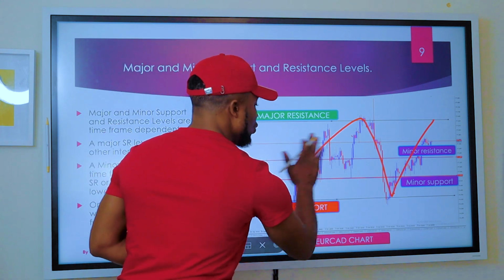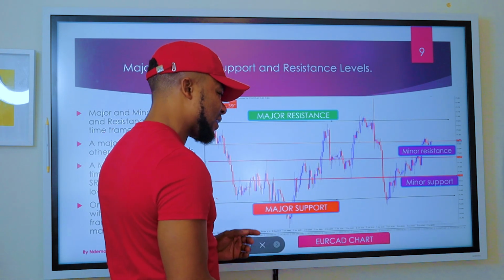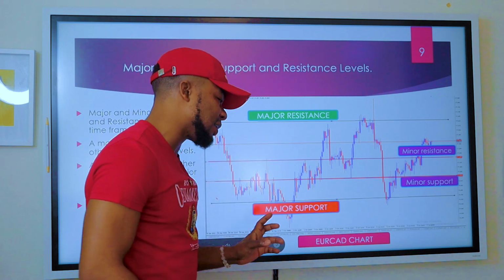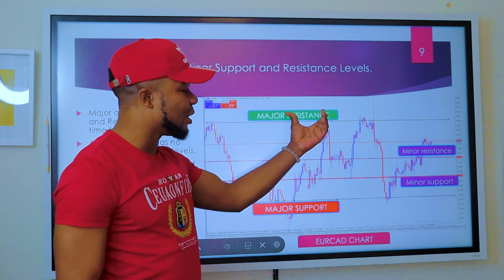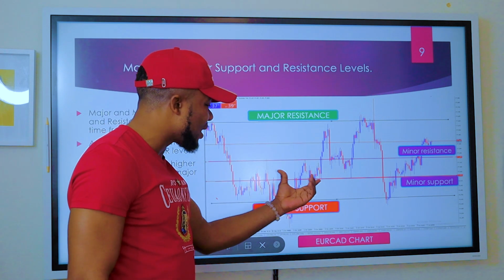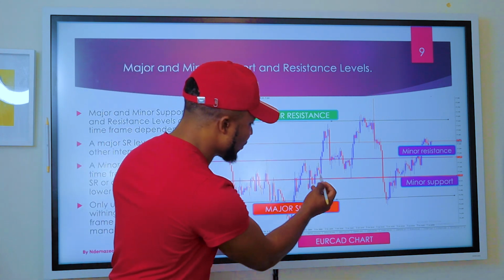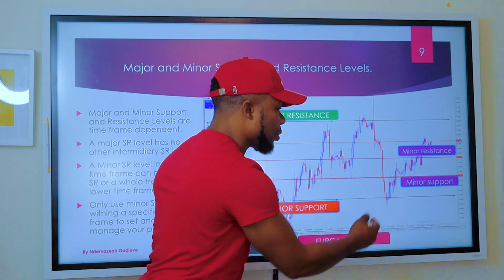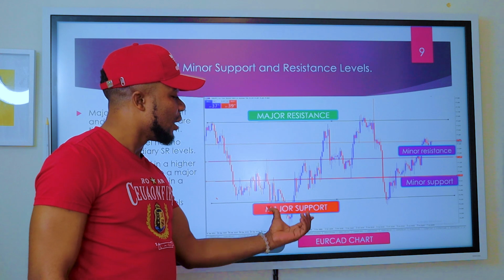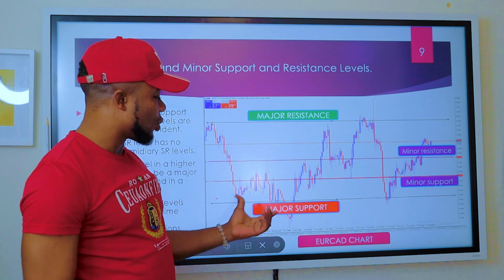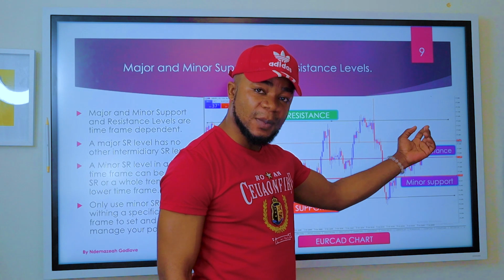And how do you use the minor support and resistance level? And it is very clear. If you already have your major support and your major resistance, you call these ones minors because you can see they were all broken. This one was broken, this one was broken, they were all broken, but the ones that were respected throughout are this one and this one. Because even though this one was broken, the market respected this one.